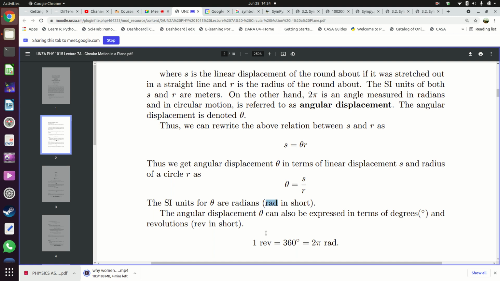Now, there is a relationship, like I've said, between radians and degrees, and that is 360 degrees is equal to 2 pi radians. Also, if you go around a circle once, we call that a revolution. So 1 revolution is equal to 360 degrees, and this is also equal to 2 pi radians. There's one official SI unit for measuring angular displacement, that is the radian, but there are also two other units. There are degrees, and there are also revolutions for measuring angular displacement. Are we clear?